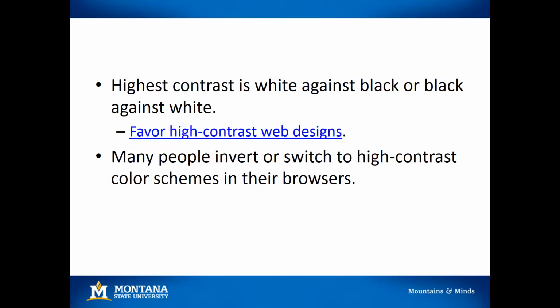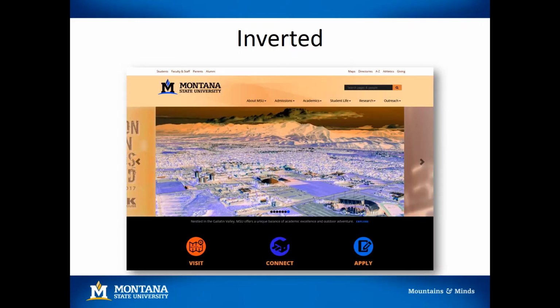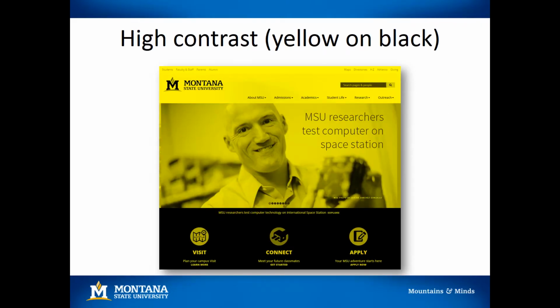And there's a resource link again. And many people invert or switch to high contrast color schemes in their browsers. So let's go back to the MSU homepage example. Here we have the normal web page, normal color scheme. People like my sister will actually invert their monitor, so they are looking at our homepage like this. I can still tell the difference between the connect and apply buttons because we have that text. We're still covered. Some people might even be looking at it with this high contrast yellow on black. Visit, connect, apply.